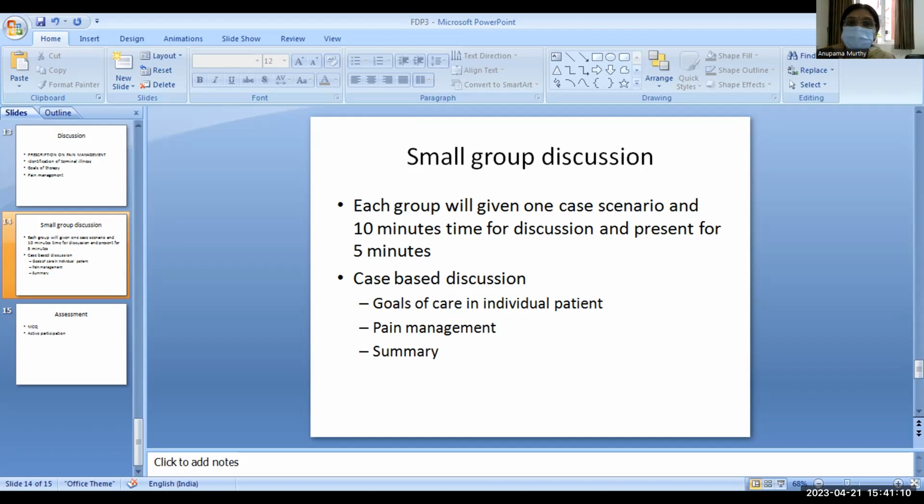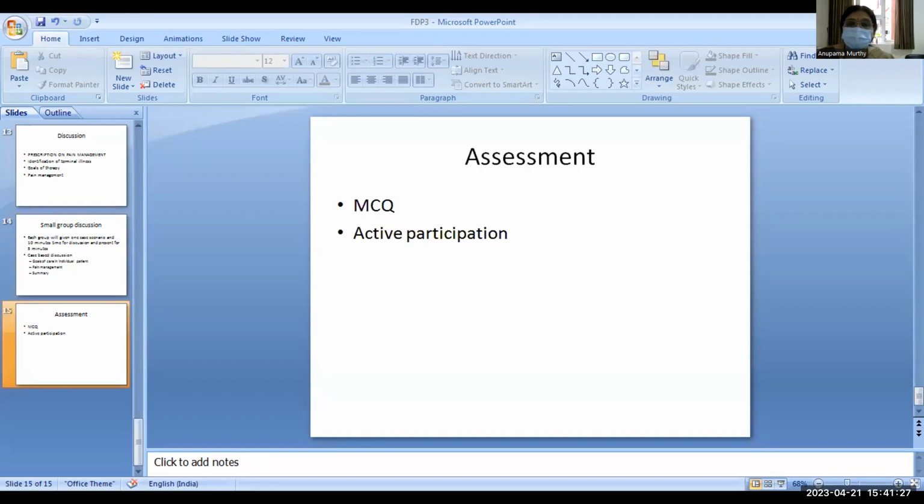After the discussion, the presentation will be done in a separate room so that the patient's privacy will not be affected. Then we'll have a case-based discussion. Again, it will revolve around the individual patient, how we can manage pain better. And then finally, we are going to summarize it. Then we thought we'll have an MCQ, which can also be case-based. And then we'll have a checklist to see the active participation of all the participants.